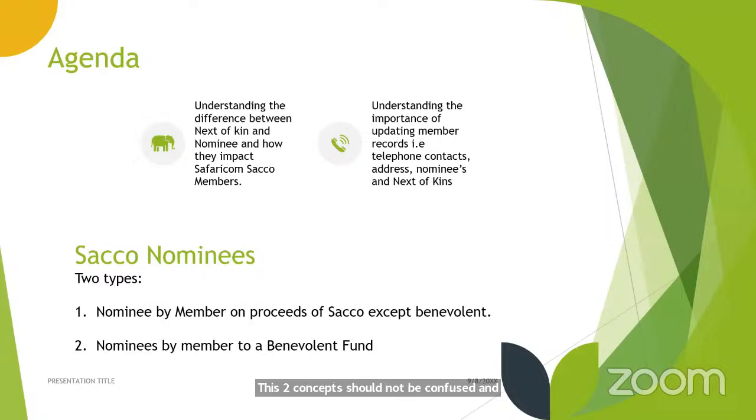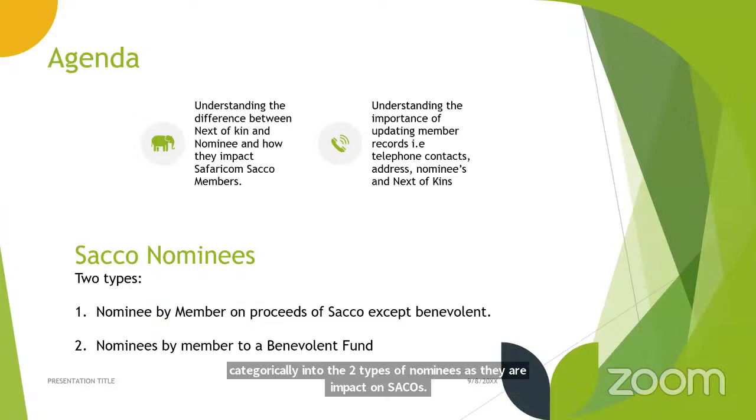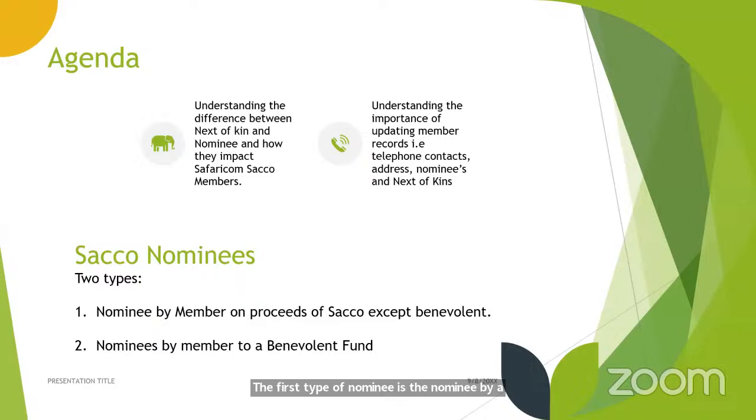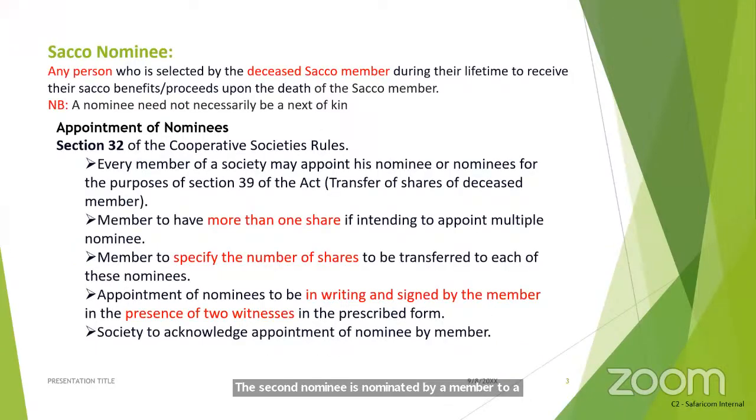And I will go categorically into the two types of nominees as their impact on SACCOs. The first type of nominee is the nominee by a member, that is for the benefit of getting proceeds of a SACCO. And this nominee is in exception of the benevolent nominee. The second nominee is nominee by a member to a benevolent fund. So I'll start by SACCO nominee.